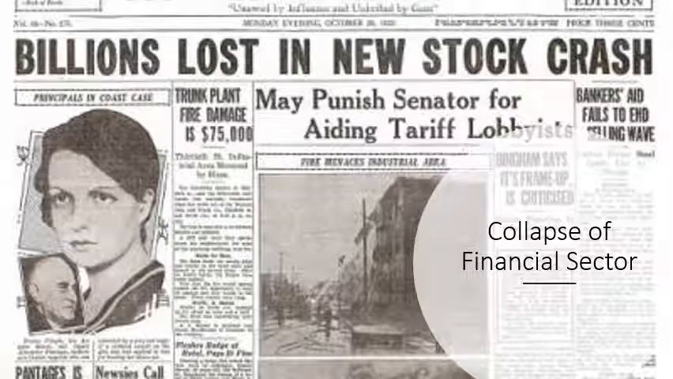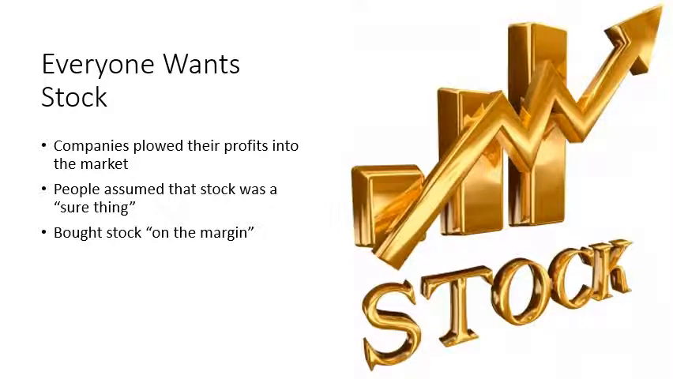So all of these factors would lead up to the collapse of the financial sector. And this occurs in 1929 when the stock market crashes. The collapse of the stock market is really brought on by the massive growth that you see in the stock market. So it creates a bubble. Everyone wants stock. Companies plowed their profits into the market. So when companies were making profit, they were putting that additional money into the stock market because it's growing.